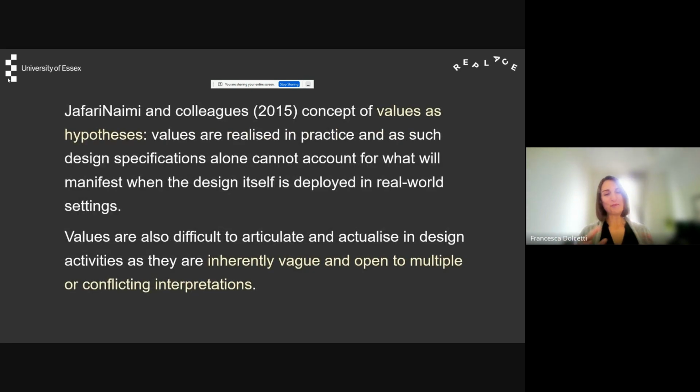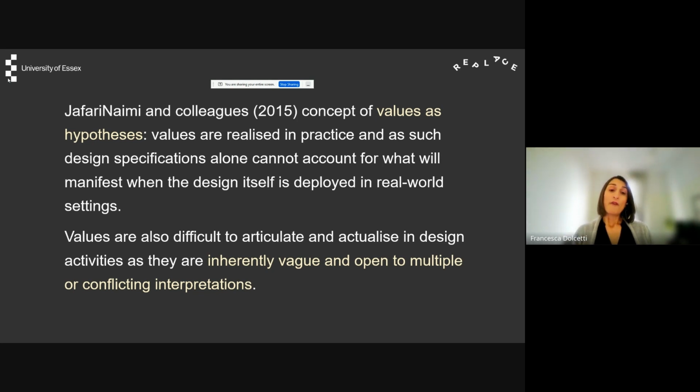However, and there is a big however, adopting a values-led approach is very challenging and almost invariably imperfect in execution. If we follow the concept of Jafari Naimi and colleagues of values as hypotheses, values are realized in practice, and so design specification alone cannot account for what actually will manifest when the design itself is deployed in real-world settings.